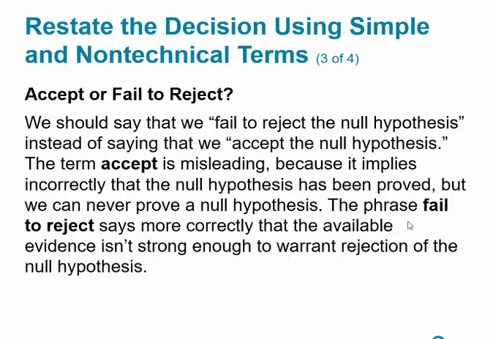So, accept or fail to reject. We should know that we fail to reject the null hypothesis instead of saying that we accept the null hypothesis. The term accept is misleading because it implies incorrectly that the null hypothesis has been proved, but we can never prove a null hypothesis. The phrase fail to reject says more correctly that the available evidence isn't strong enough to warrant rejection of the null hypothesis.